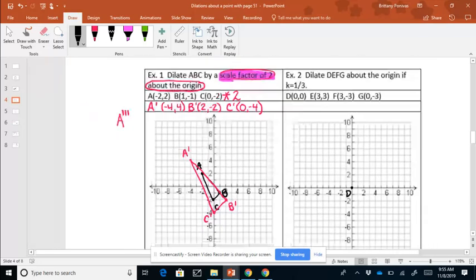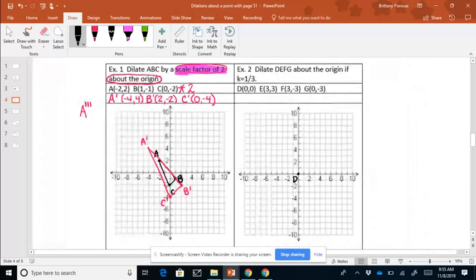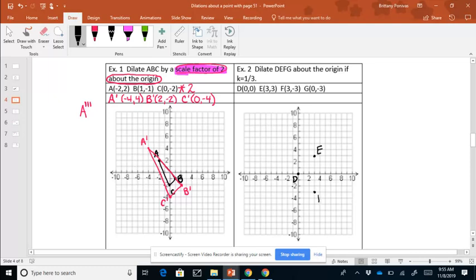E is at 3, 3, which is here. F is at 3, negative 3, which is here. And then G is at 0, negative 3, which is here. And then plot those, connect them the best you can.